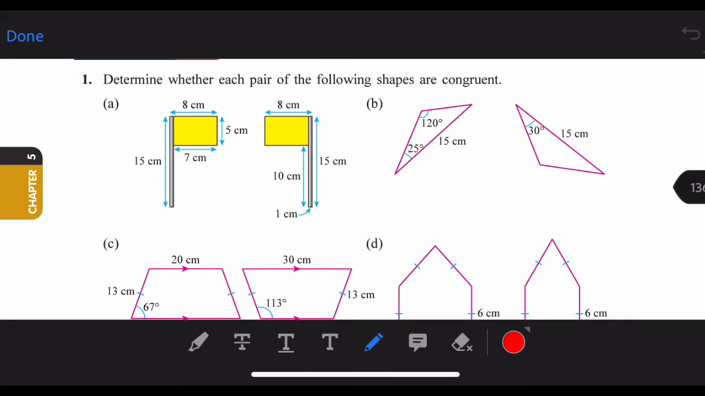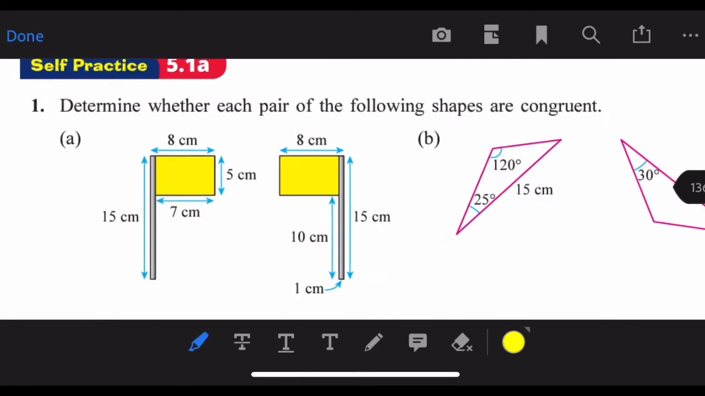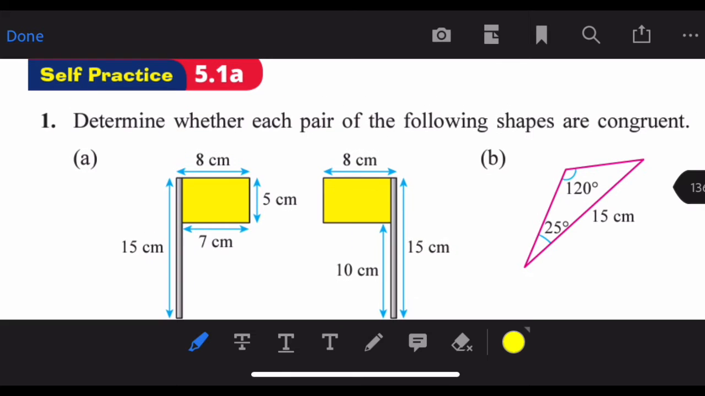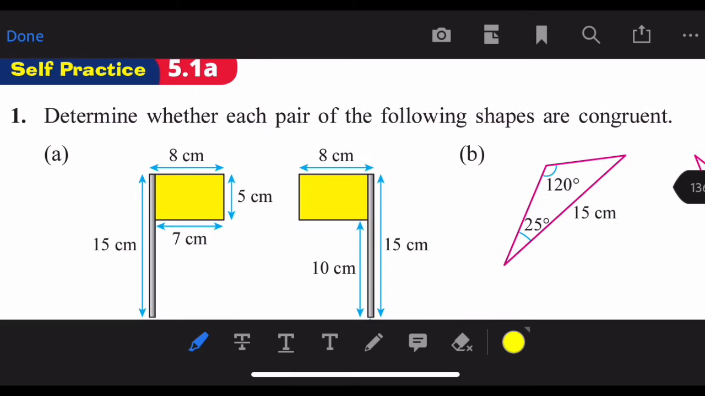Hello everyone, today I would like to discuss self-practice 5.1a. Number 1. Determine whether each pair of the following shapes are congruent.